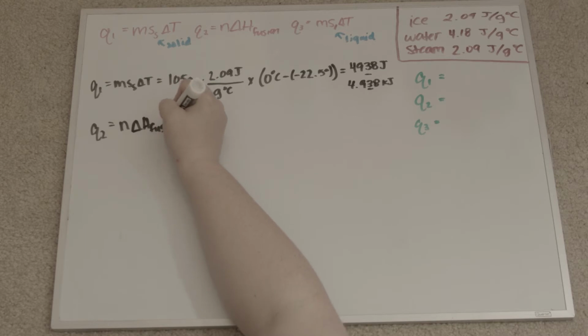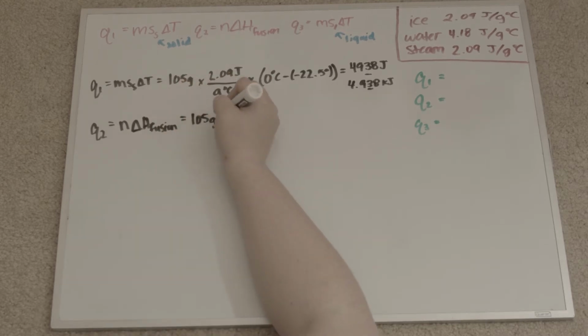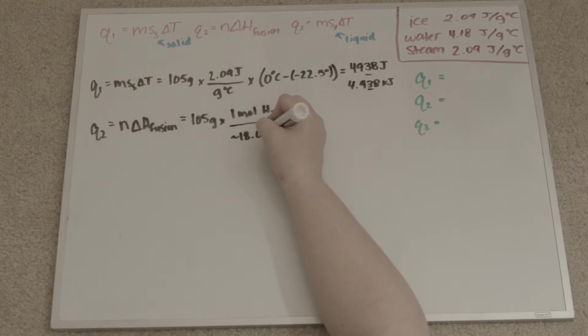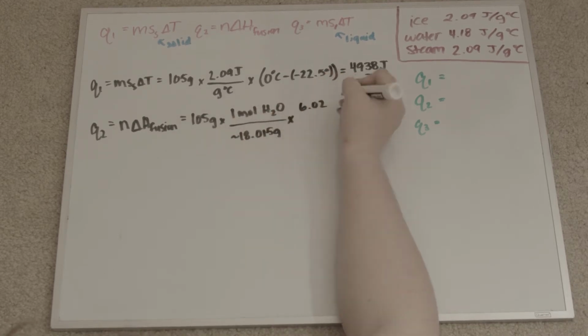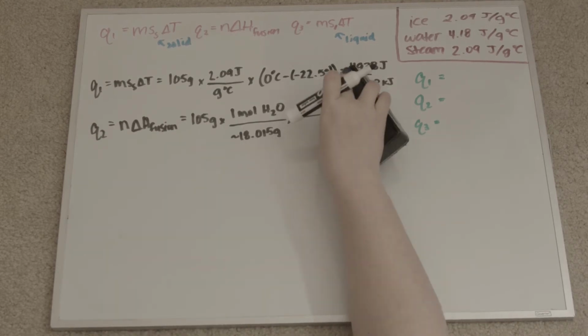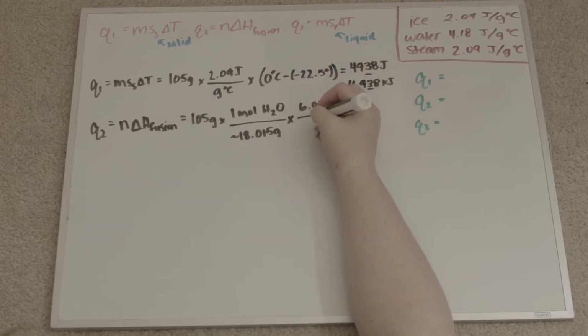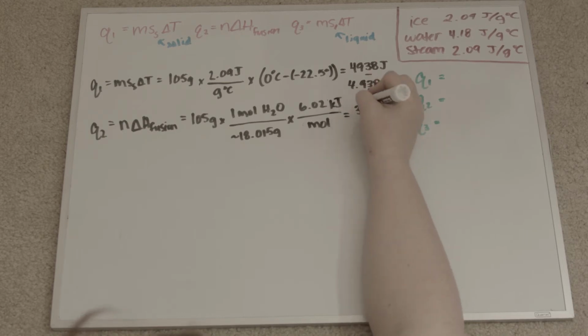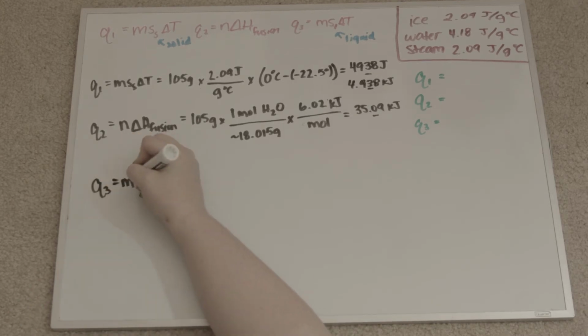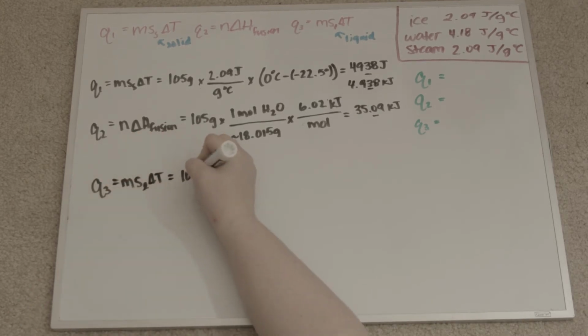So for Q2, it is n in moles times the delta H of fusion, which is equal to 105 grams times 1 mole of H2O over approximately 18.015 grams, because you want to get the moles, not grams, for this. And then you multiply that by 6.02 kilojoules over mole, which is the heat of fusion, I'm sorry. And then you get 35.09 kilojoules.